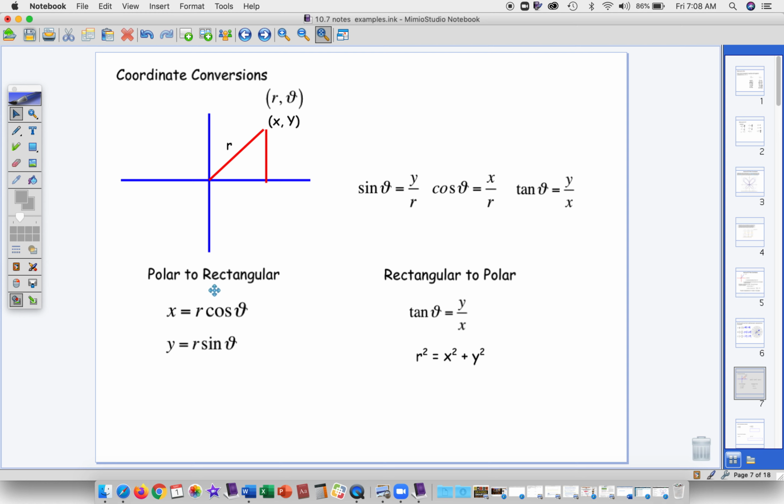So to go from polar to rectangular, we want to change it to x and y. So we're going to use the fact that x is equal to r cosine theta, and that y is equal to r sine theta. If we're going from rectangular to polar, then we need theta and r. So we're going to get theta by using the fact that the tangent of theta is equal to y over x, and we're going to get r from this equation, that r squared is equal to x squared plus y squared. So these should all be familiar equations from things that we've used in the past.